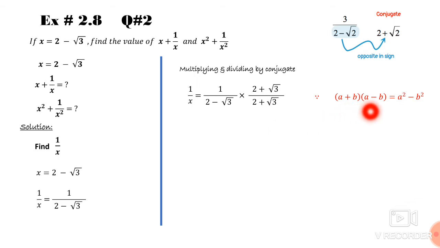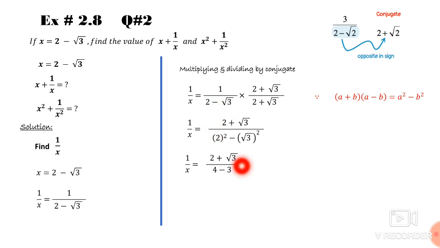A plus b, a minus b is equals a square minus b square. We will apply this formula in the denominator. So numerator will become 2 plus root 3, and in the denominator we will have 2 square minus root 3 square, because we will use 2 as a and root 3 as b. Solving it, we will get 2 plus root 3 upon 4 minus 3. 4 minus 3 is 1, so 1 upon x is just 2 plus root 3. This is 1 upon x.